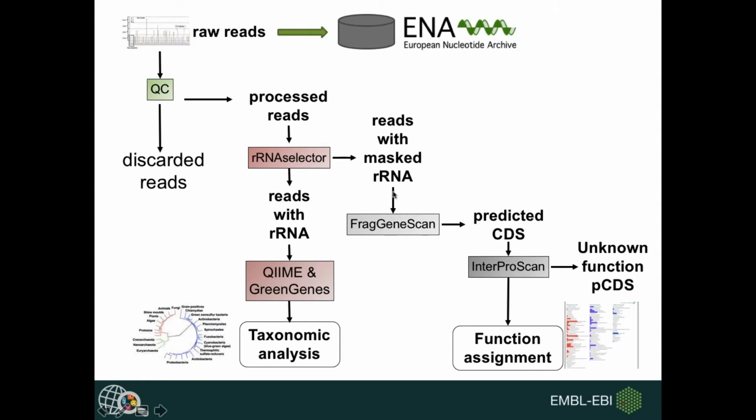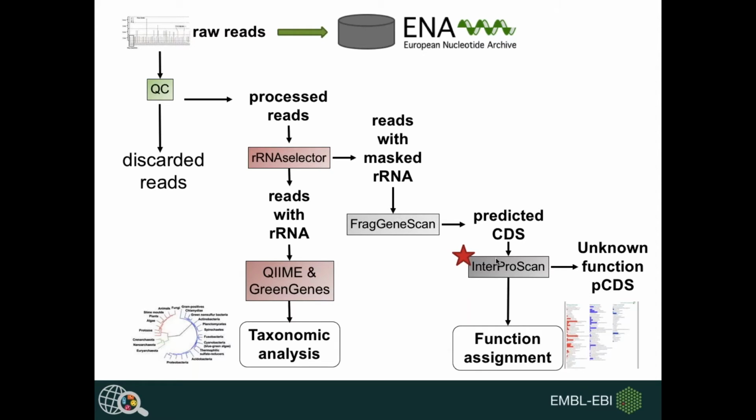And then the sequences with rRNAs masked out are passed to FragGeneScan, which produces the predicted coding sequences, so the proteins. We then try and annotate these with InterProScan, which I'm going to talk more about, and then we provide a functional assignment, or we also have sequences of unknown function. These are things that people are also interested in downloading and trying to work out what they are. Do they represent novel biology?